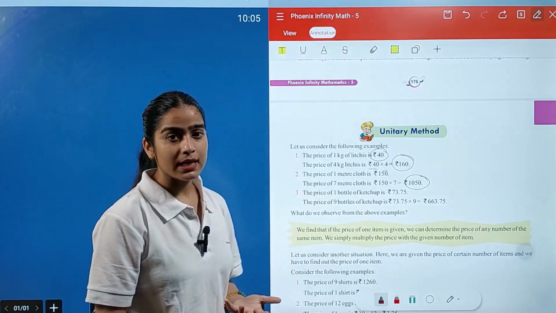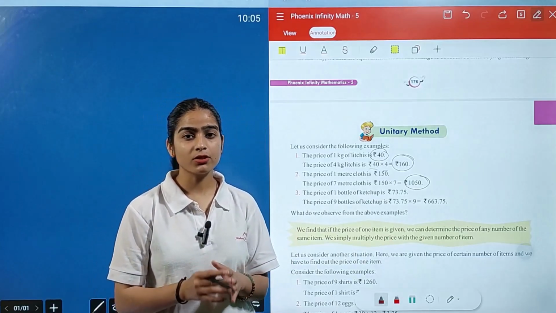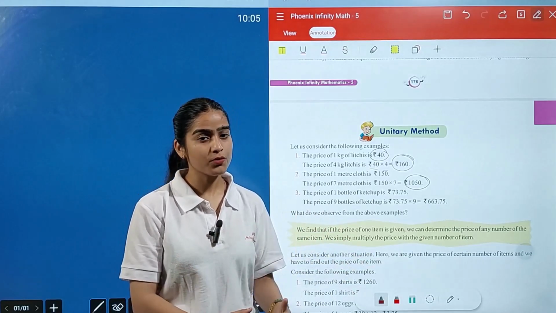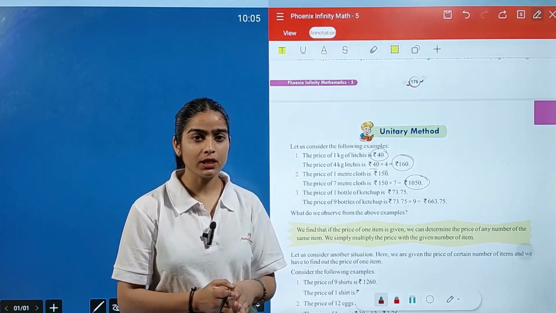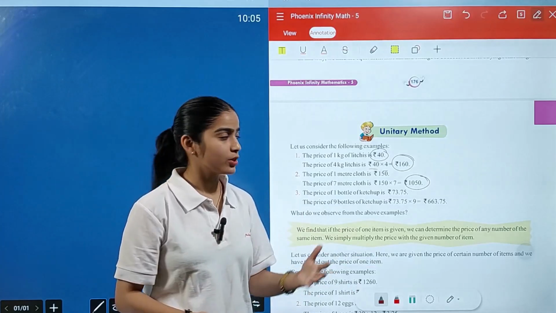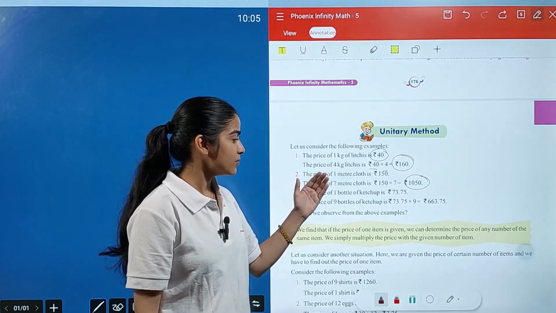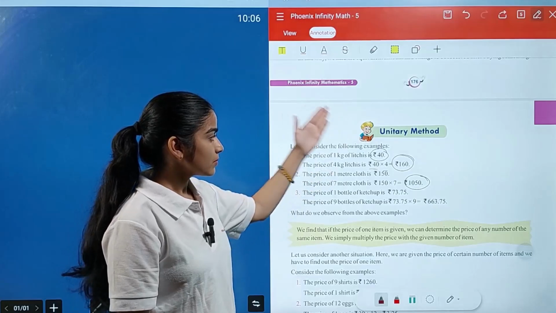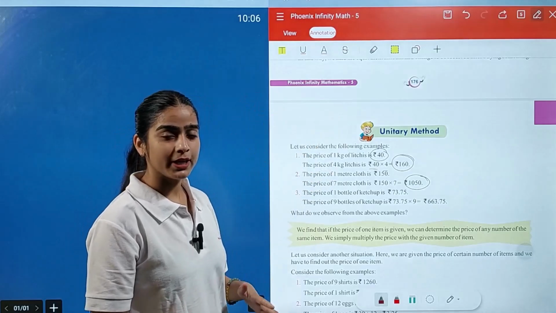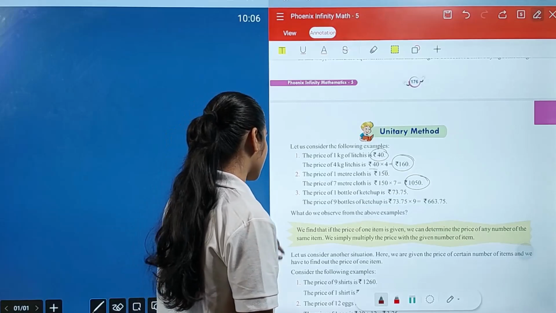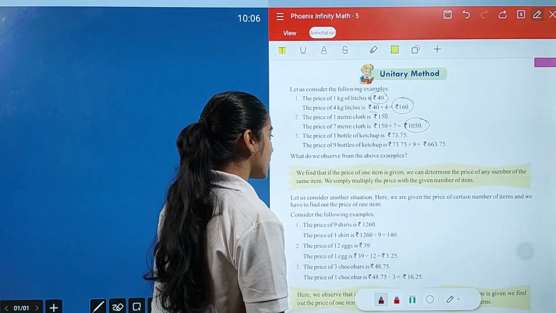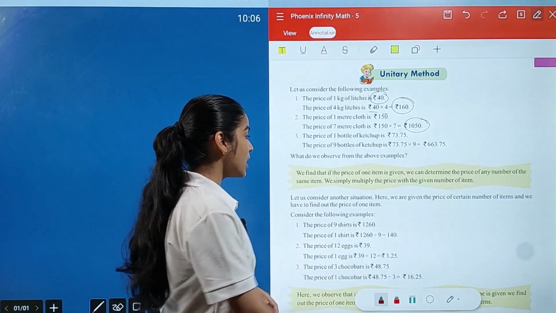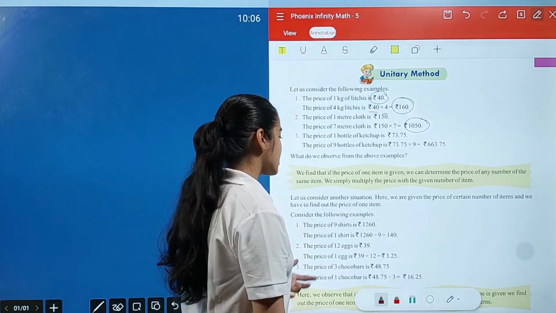First of all, you have to understand what the unitary method is. In the unitary method, we have to find the value for a single object, and then you can simply calculate further for however many you need. For example, here we have to calculate for 4 kg, and here for 7 meters. By finding out one unit value, you can multiply it with different numbers to get your answer. We find that if the price of one item is given, we can determine the price of any number of the same item. We simply multiply the price with the given number of items.